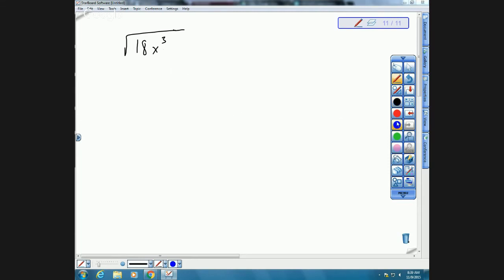18x cubed. So the number here, if I break it down, if I divide it by 2, I get 9. Divided by 9, I get 3. So here my 3 comes out, and my 2 stays in.